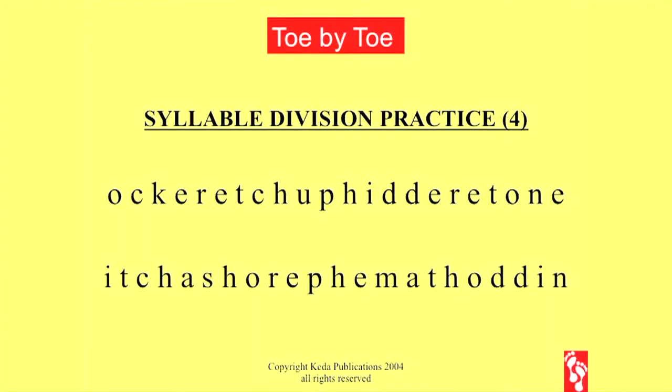Okay, the first line goes where? After the K, and then after the R, then after the H, after the H again, after the double D, after the R, after the T. What does it say, number 5, everybody?